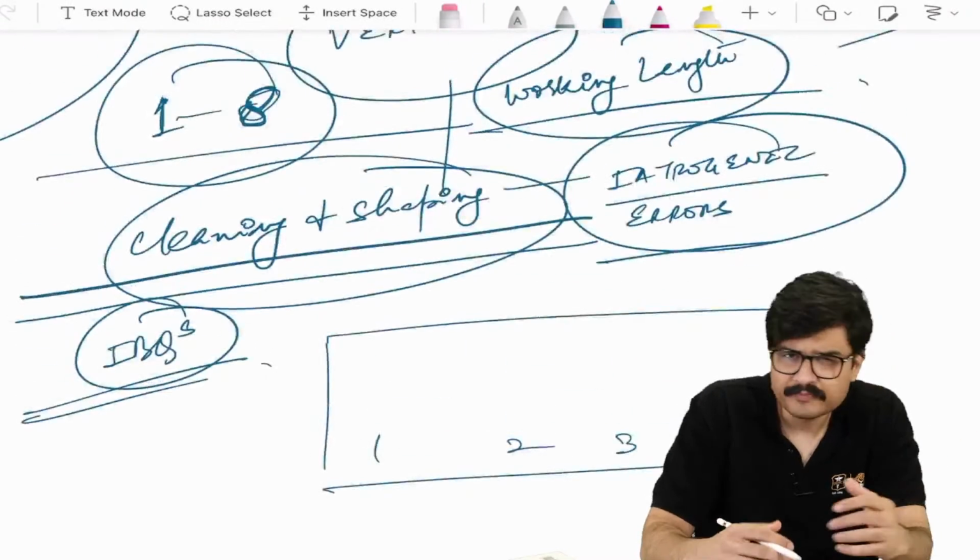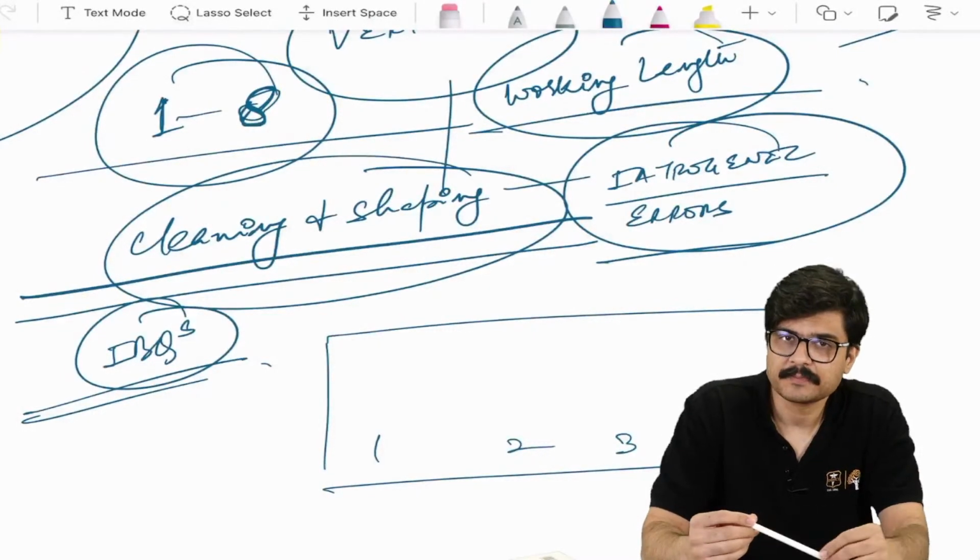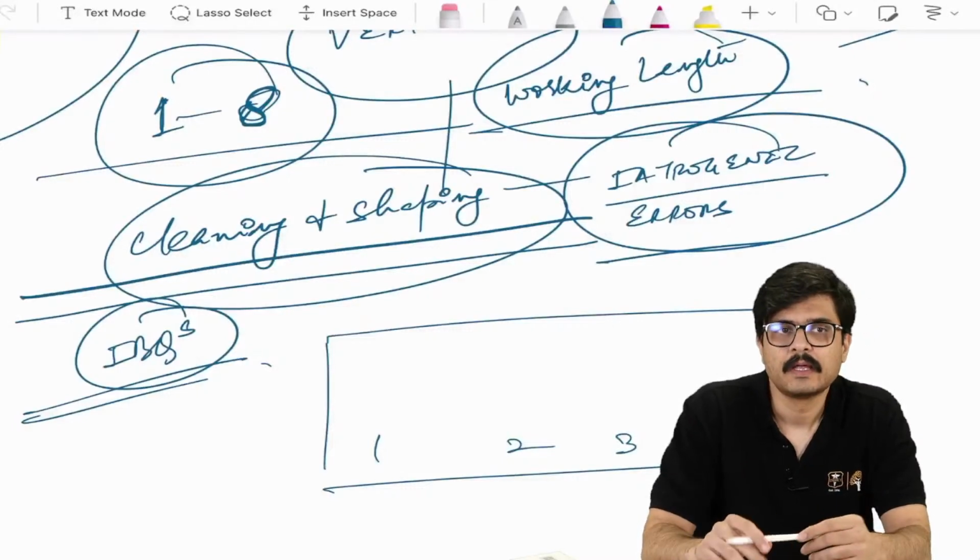Then we move on to obturation. Obturation, yes. Alpha type gutta percha and beta type gutta percha. What are the differences?